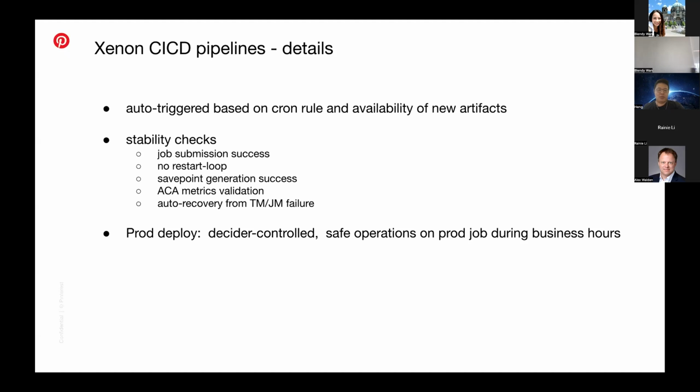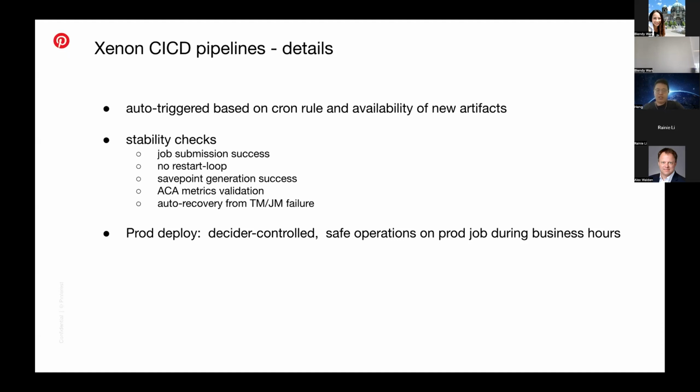Like the job submission. As Renee mentioned earlier, our job submission involves multiple components. From the user clicking a job deployment on the UI to eventually getting it running on the Yarn cluster, there are multiple systems involved. So when we do the CI/CD checks, we launch the job using the new artifact and make sure the job can eventually launch successfully. After the job launches successfully, we check if there's a restart loop. And also we check if a savepoint can be generated successfully. So basically, if a savepoint can be generated successfully, this means the job is actually making progress.